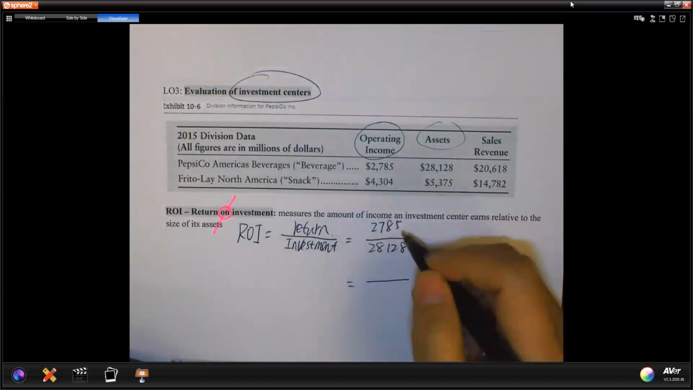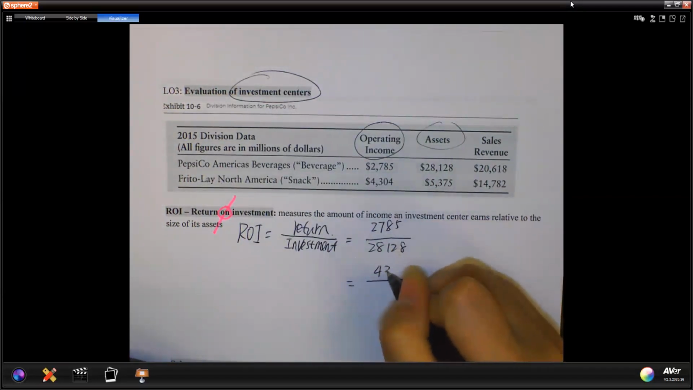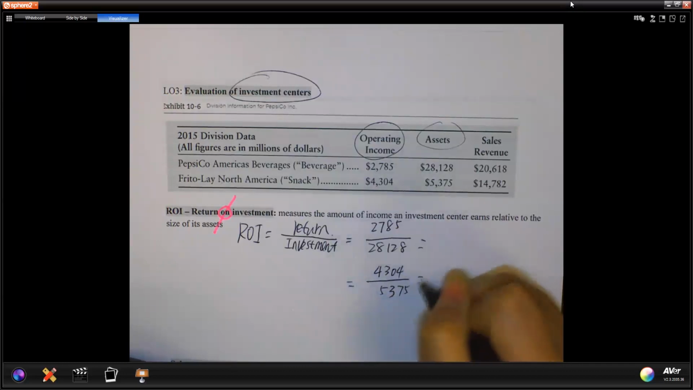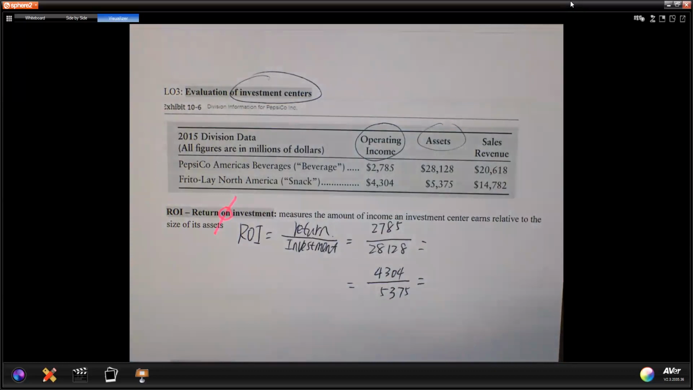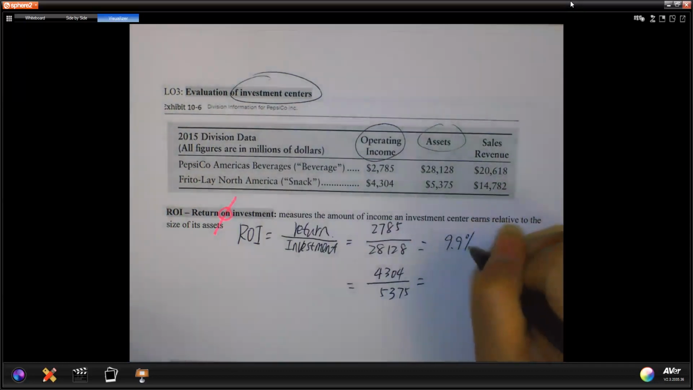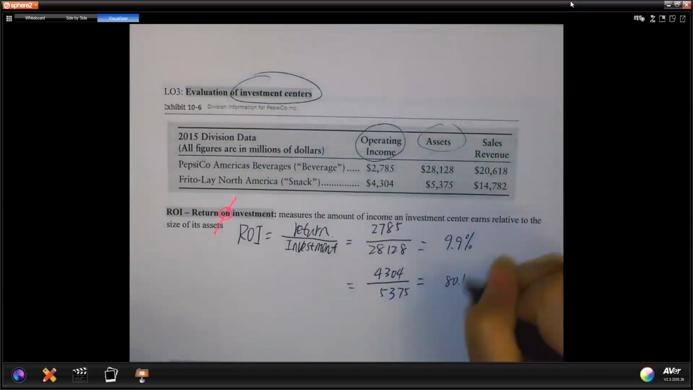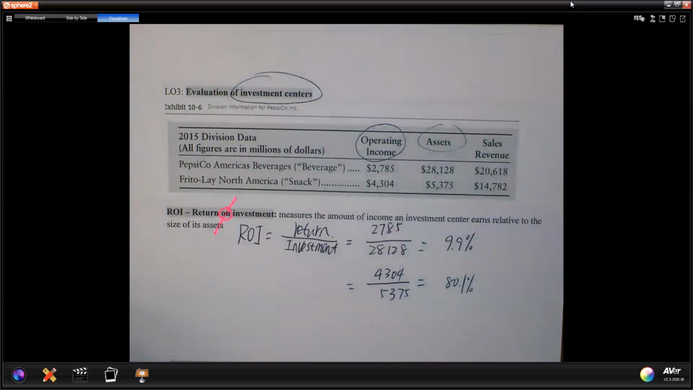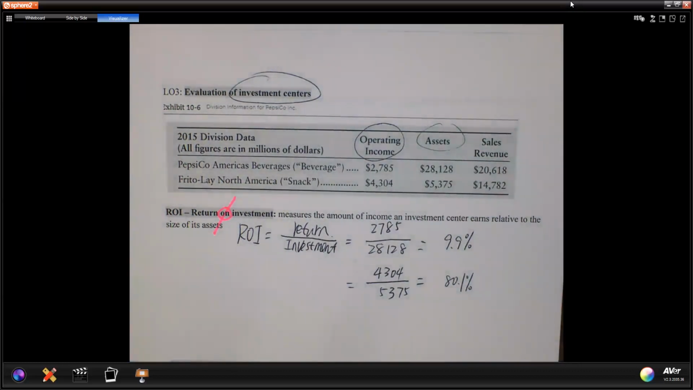Free total will be 43045,375. Let me double check. I'm not really sure with myself. Okay, so you get the number is 9.9%. This one is 80.1%. Larger number means better.